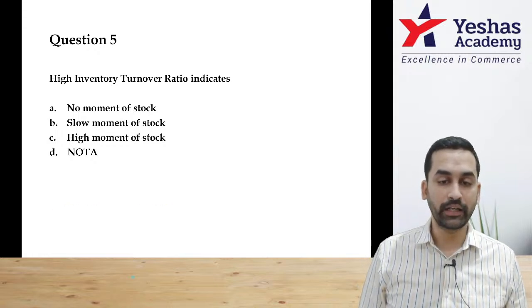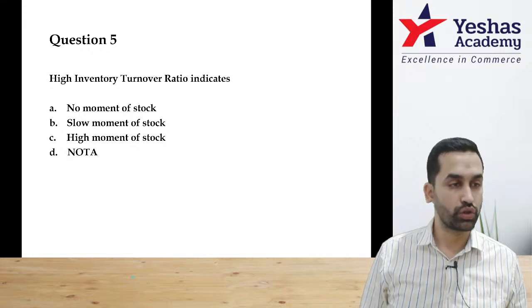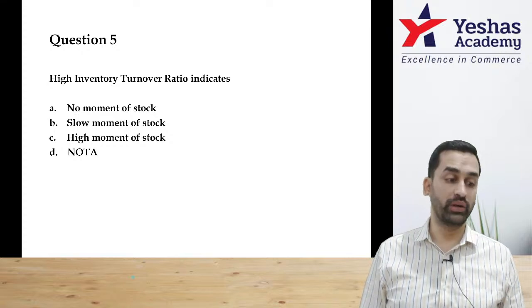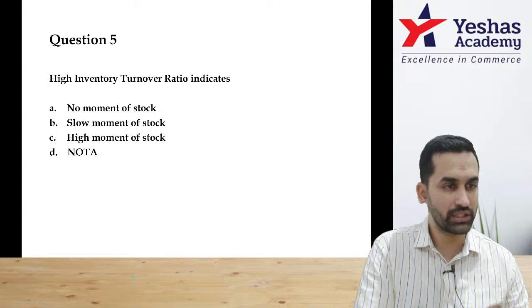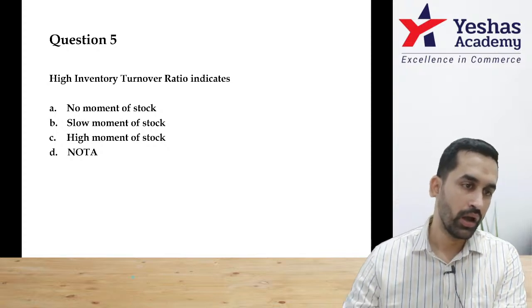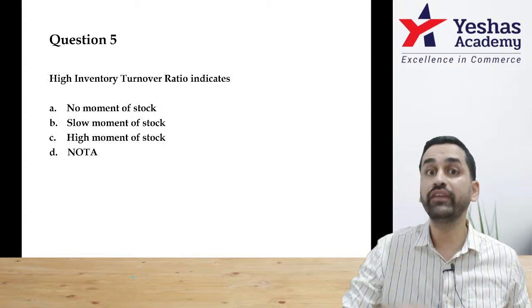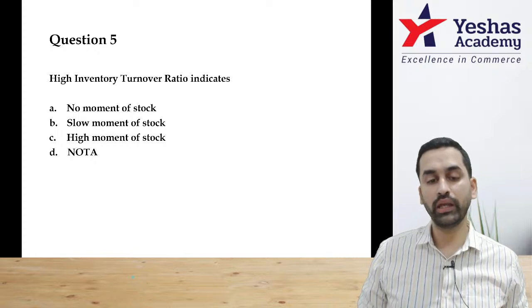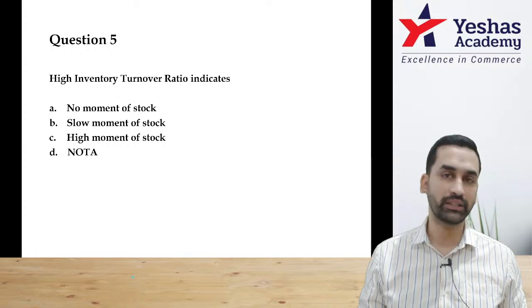Question number 5. High inventory turnover ratio indicates no movement of stock, slow movement of stock, high movement of stock, and none of the above. Who can answer this? Go very slow. Read properly. Don't be in a hurry. High inventory turnover ratio means what? Sir, inventory is moving very fast. Very fast. That means it should be high movement, fast movement. More than high movement, the correct word is fast movement.